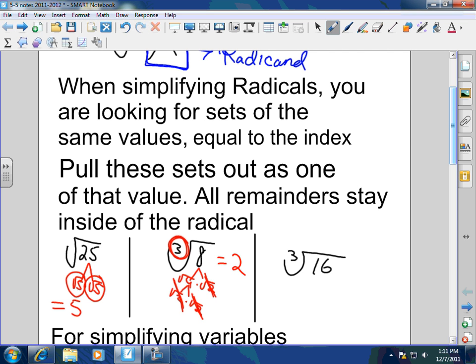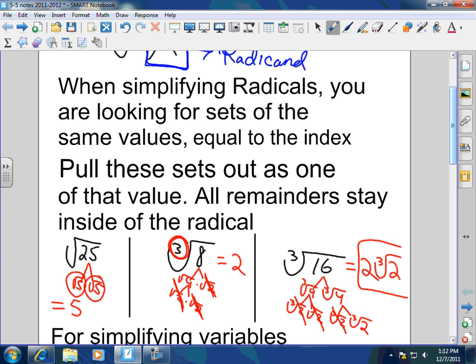Now, what about the cube root of 16? Well, here I can break this down to the cube root of 4 times the cube root of 4, which breaks down into the cube root of 2 times the cube root of 2. This one breaks down into the cube root of 2 times the cube root of 2. I need sets of blank to pull one value out. 3. So 1, 2, 3 comes out as a 2. And what's left over? 1 cube root of 2. Not radical 2, but cube root of 2, because we have an index of 3.